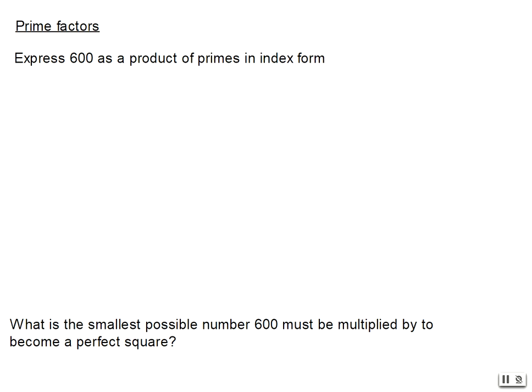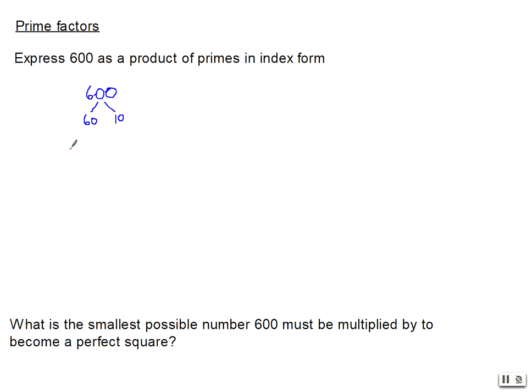So express 600 as a product of prime factors in index form. So what we're going to do here is we're going to create a factor tree. So we're looking, product means times, so we're looking for a pair of numbers that multiplies to give 600. So I'm going to start off with 60 times 10.